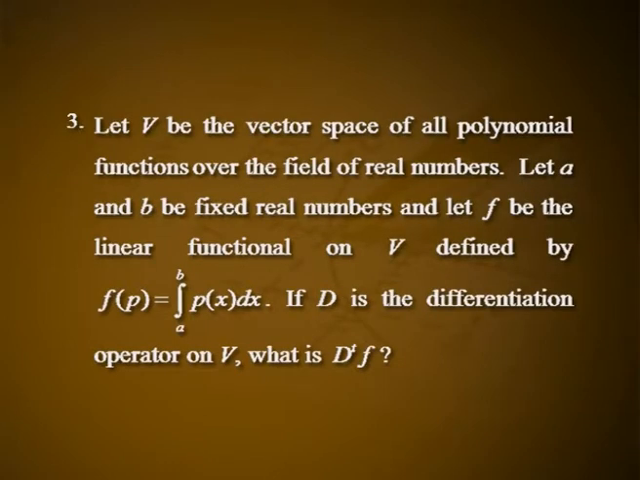3. Let V be the vector space of all polynomial functions over the field of real numbers. Let a and b be fixed real numbers, and let f be the linear functional on V defined by f of p equal to the integral from a to b of p of x dx. If D is the differentiation operator on V, what is D^t of f?